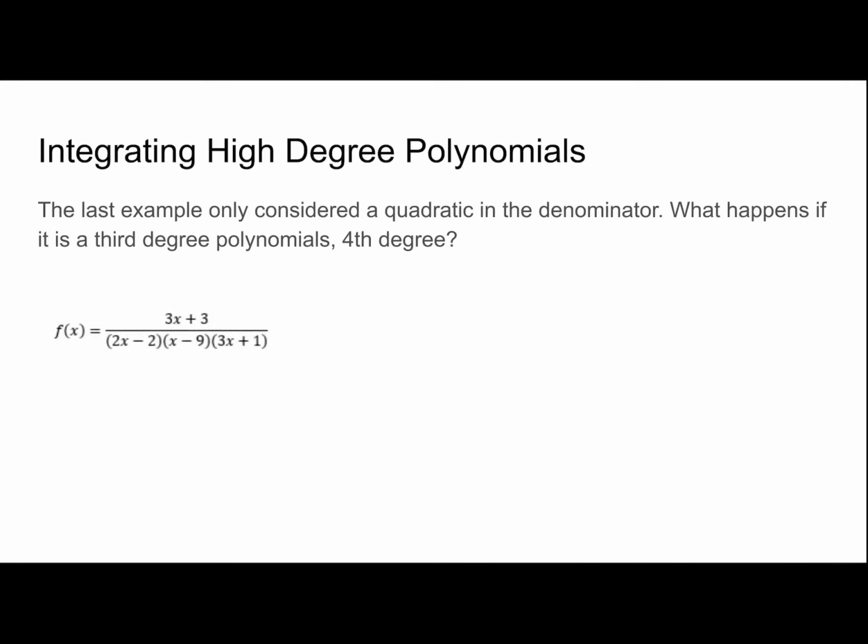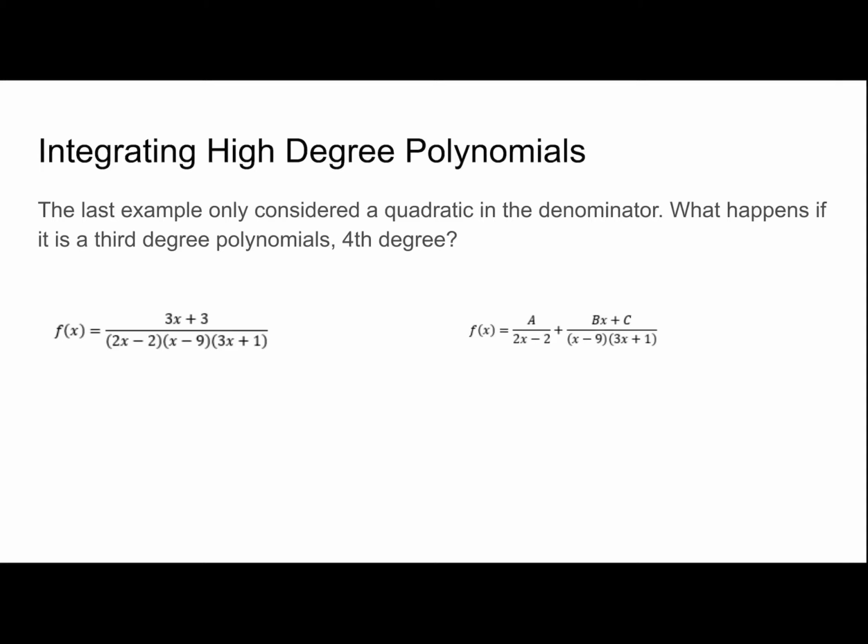As you can see here, there's an example of a third degree polynomial at the bottom. So we have three linear functions multiplied together. That's going to give us a cubic. So in this case, we're going to have to split it one by one. We're going to take one of these linear functions and split it up from the rest. So we're going to say a over that linear function plus bx plus c over the quadratic.